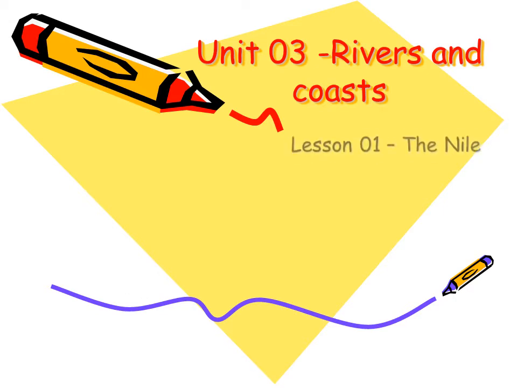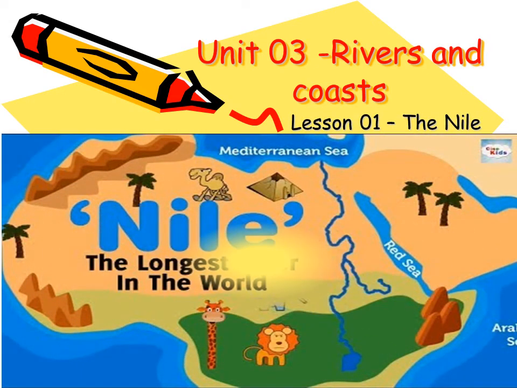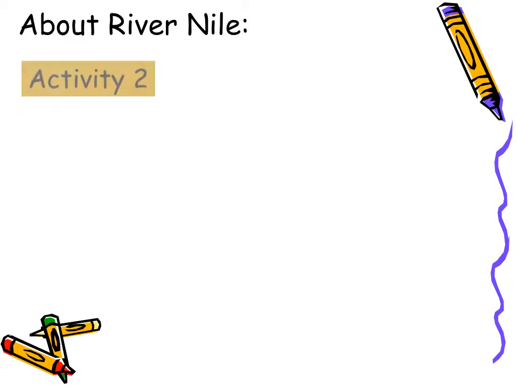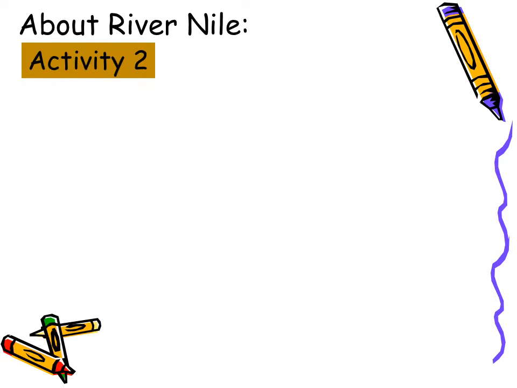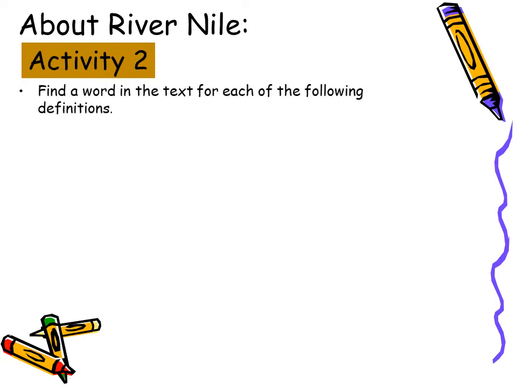Unit 3 Rivers and Coasts, Lesson 1 The Nile. Have you heard about River Nile? Now it's time for you to read the text which is available in your course book, page number 24. Let's find out the words in the text for each of the following definitions.